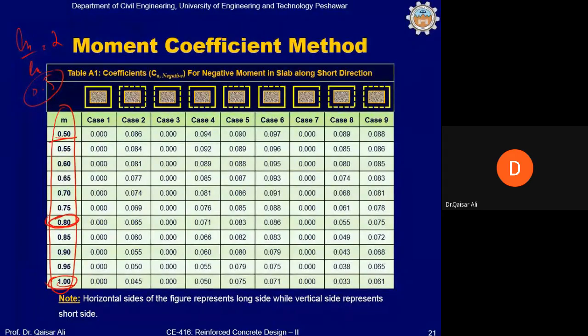We have calculated this, and these are different cases. The dot line shows continuous sides, continuous supports, and the solid line shows discontinuous ends or discontinuous supports. Similarly, the horizontal sides, which you can see here, are showing the longer sides, and the vertical sides are showing the shorter sides. Okay, clear?